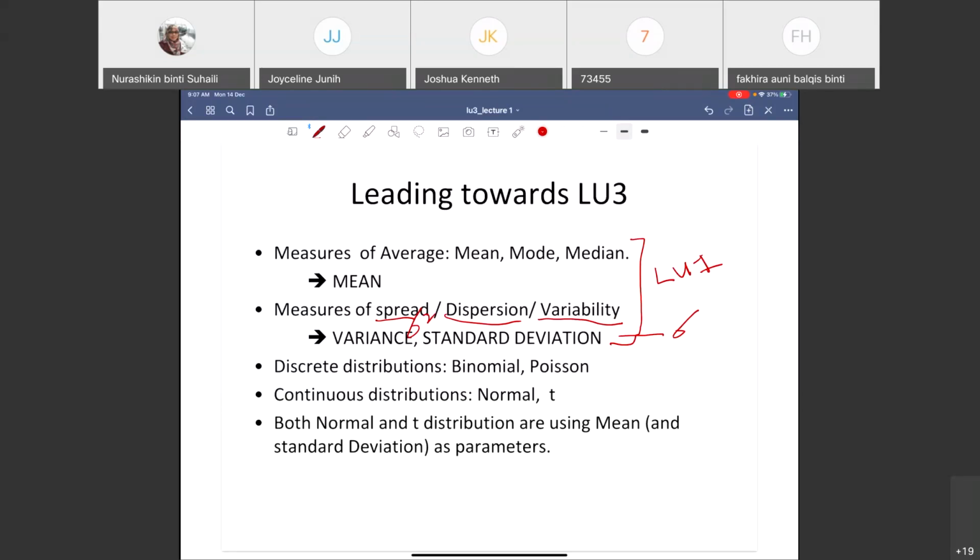And in LU2, we have talked about binomial and Poisson. Yeah, this is LU2.